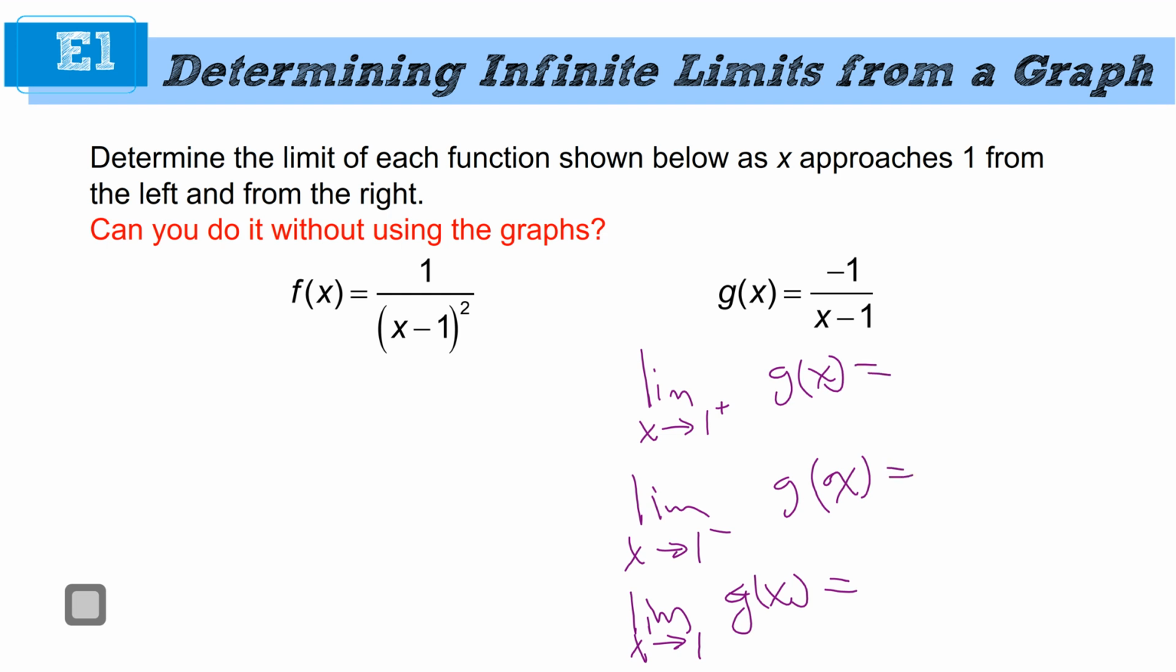Ashley, what do you got for me? Would it be positive infinity, then negative infinity, and does not exist? You said positive infinity, negative infinity, DNE. Why? By the way, I don't know if those are right. I haven't thought about it. Because it has a multiplicity of 1.